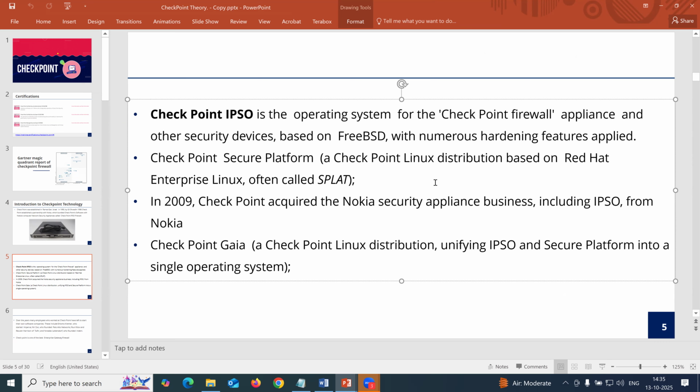Guys, all of you understood? The first firewall collaboration with Nokia was IPSO, and the operating system was called Splat. But later, what happened? This partnership did not work for a long time. So around 9, 10, 11 years after the collaboration, Checkpoint acquired Nokia hardware.